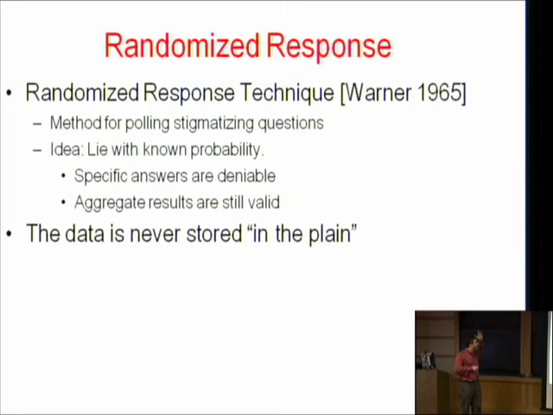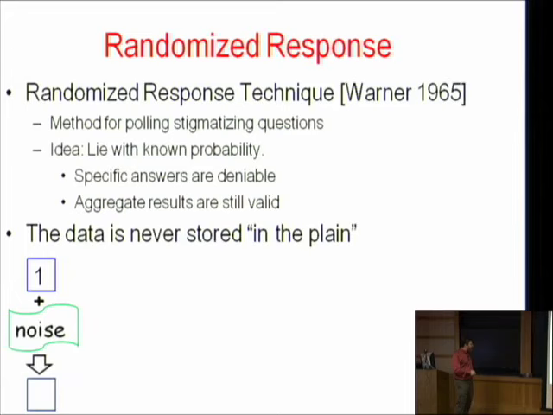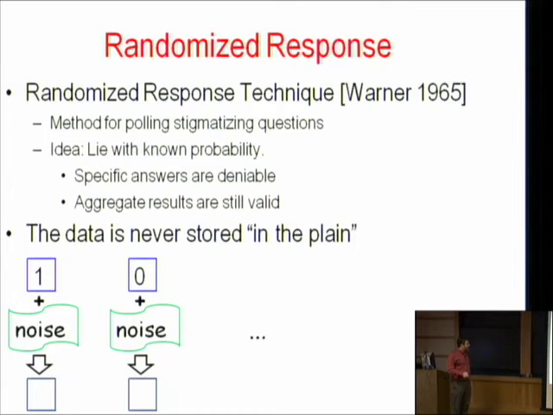The idea is to tell them to lie with known probability. So any specific answer is deniable, but from the aggregate results you can still conclude from the valid answers. I tell you, with known probability, flip your answer, and I can gather some information from there. So the noise is given before the data is gathered. It's never recorded. He takes his input, adds noise to it, and this is the actual data that he sends over. These are all independent noises, done individually.